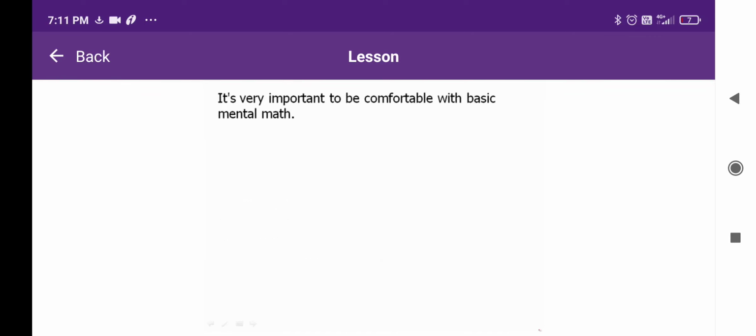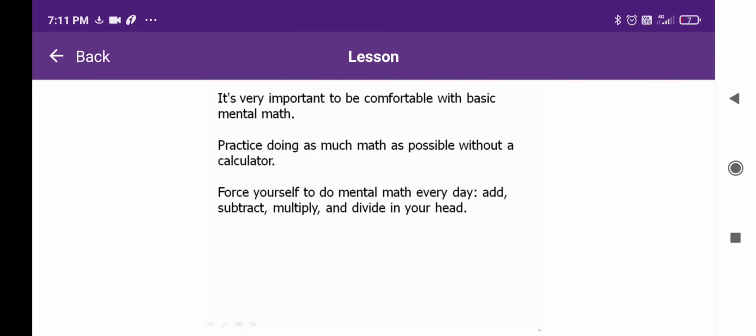It's very important, though, to be comfortable with basic mental math, because basic mental math is going to show up all the time. Practice doing as much math as possible without a calculator. Force yourself to do mental math every day. Add, subtract, multiply, and divide in your head. So, for example, something like 5 times 7 or 63 divided by 9. These are things that you should just have at your fingertips.